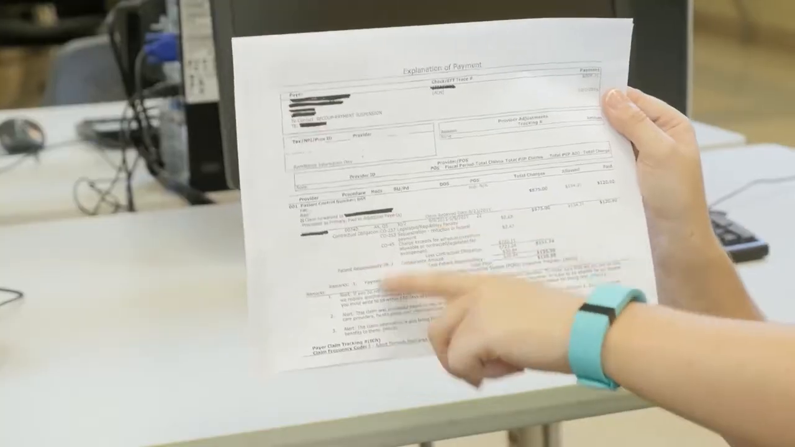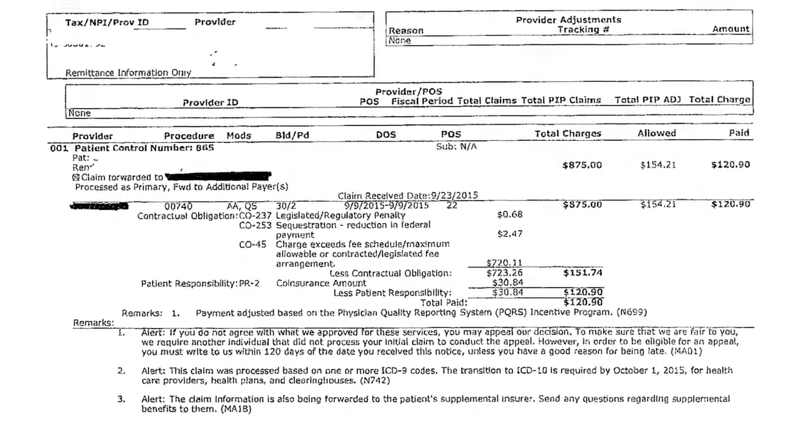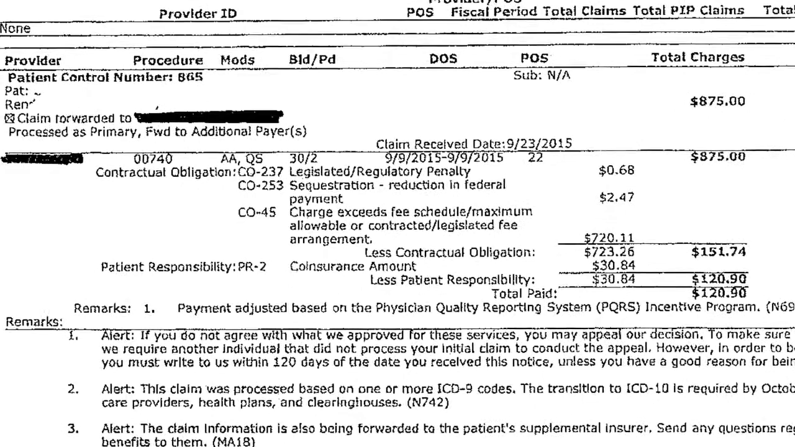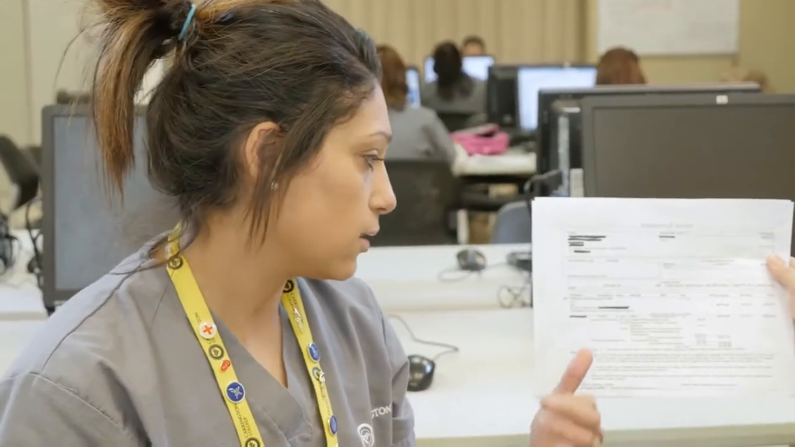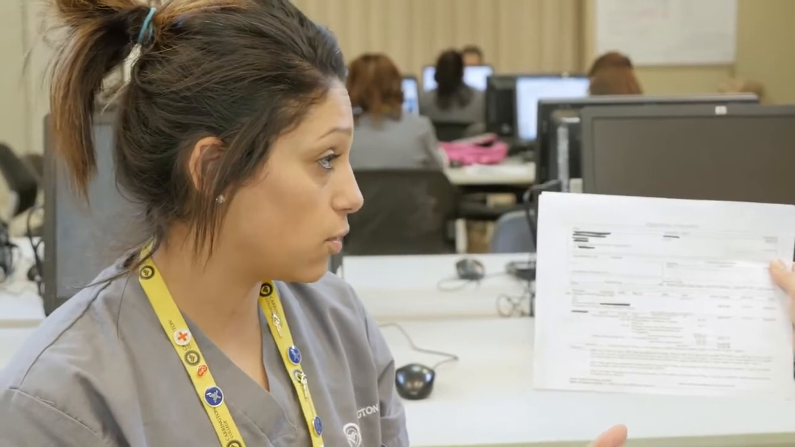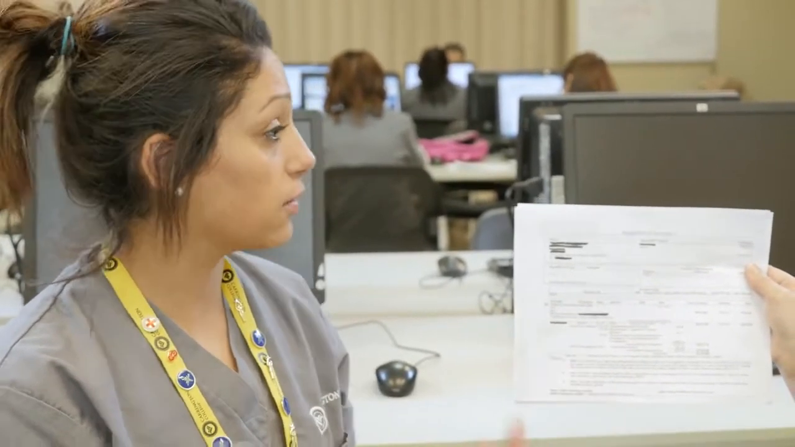Okay, that makes sense. Now when I look at this one, I see a bunch of codes over here that are not in my language. Is that something I should be worried about, or is that for the doctor's office to read? It's for the doctor's office. It's kind of explaining to the doctor, this is why we are not paying the certain amount you're requesting. On this one, it exceeds the fee schedule, the maximum you can pay. So this is what we're actually going to charge you based on this reason.